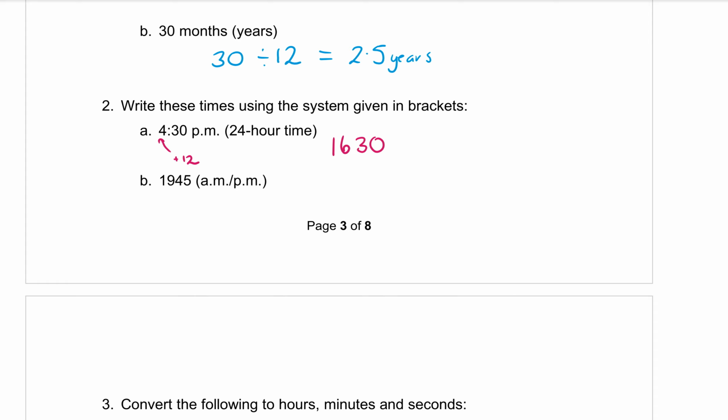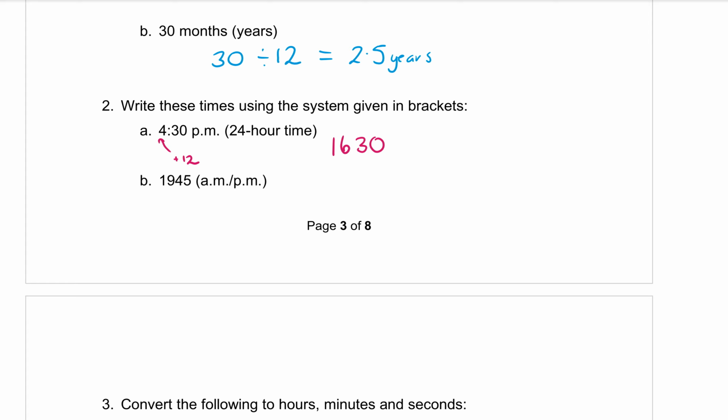In part B, I'm given 24-hour time. It's 1945, which is a time, not a year. And we want to convert that into AM or PM, which is 12-hour time. So because the first two numbers, 19, are larger than 12, it means that we're in the afternoon. We're going to be in PM.